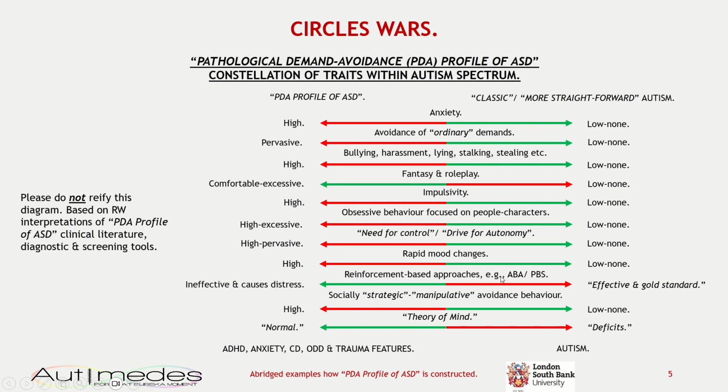This is one of the reasons why this diagram is a bit problematic, because the PDA literature would suggest that reinforcement-based approaches are ineffective and can cause distress in PDA, but for autism they are meant to be effective and gold standard. The final two continua are theory of mind and socio-strategic and manipulative avoidance behaviours.